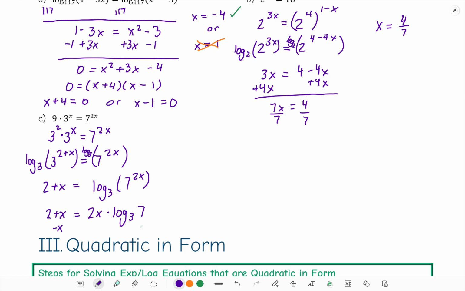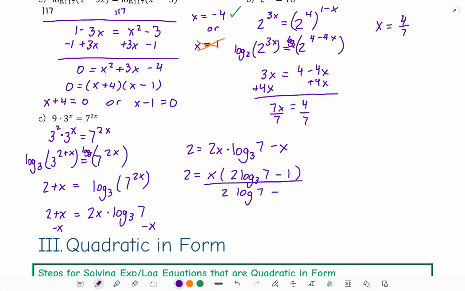So since it's linear, I'm going to get the x's all on the same side. So we get 2 equals 2x times log base 3 of 7 minus x. I can factor an x out of that, which is 2 log base 3 of 7 minus 1, and then divide by 2 log base 3 of 7 minus 1. So we get x equals 2 over 2 log base 3 of 7 minus 1. And that's it for part 2 of the notes.